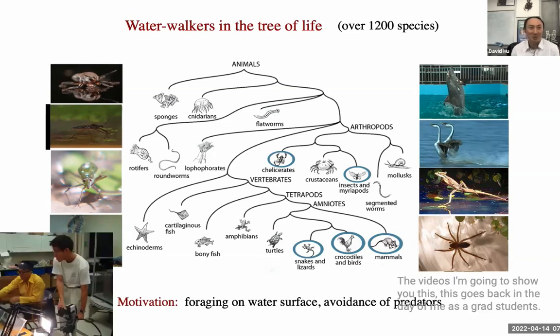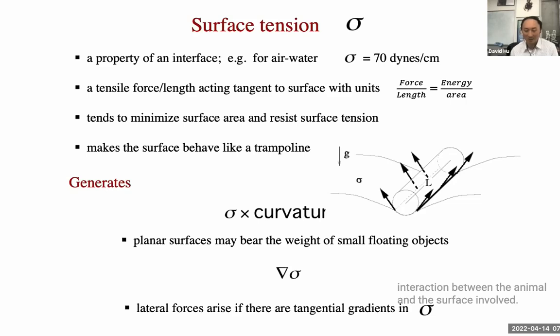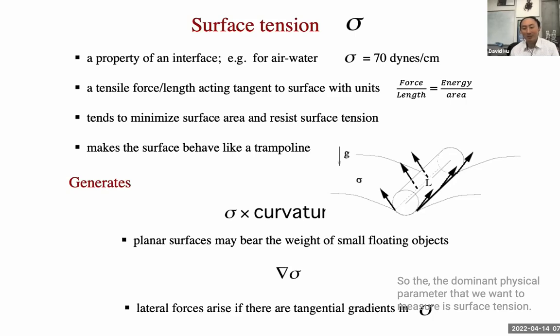The videos I'm going to show you go back to the days of me as a grad student. Here I am with my colleague Brian Chan, who built the first mechanical water strider. So for this walking on water problem, as well as the problem of the dog shake and the cat cleaning itself, those problems involve animals that are often much bigger than my finger, but they are all dominated by capillarity due to the small scale interaction between the animal and the surface involved. So the dominant physical parameter that we want to measure is surface tension. And I'll talk about some other parameters when we go into dimensionless groups, like density and viscosity. But for walking on water, surface tension is quite important.